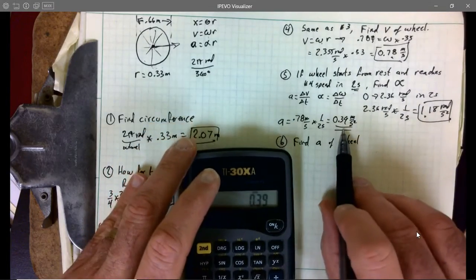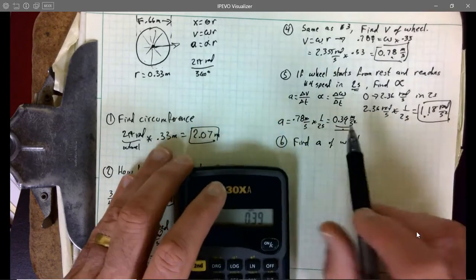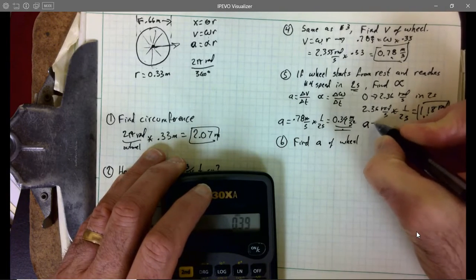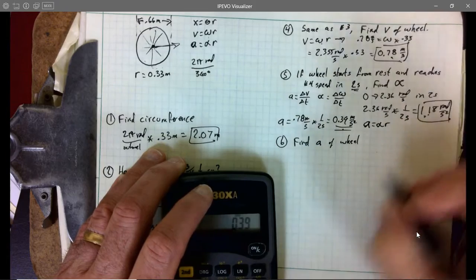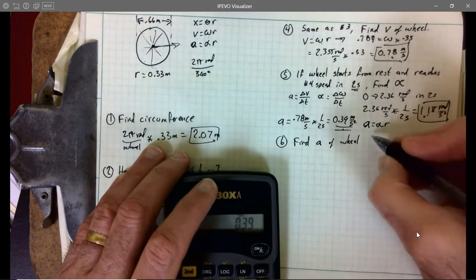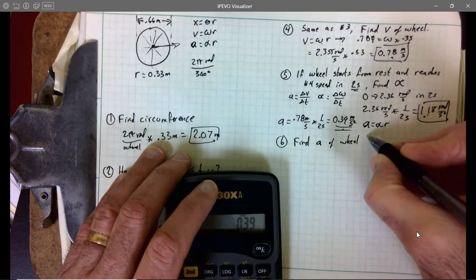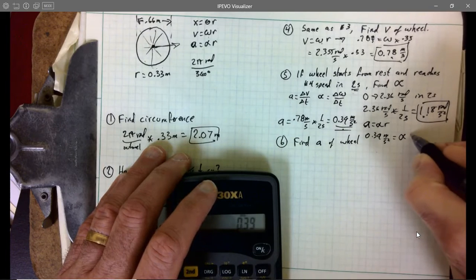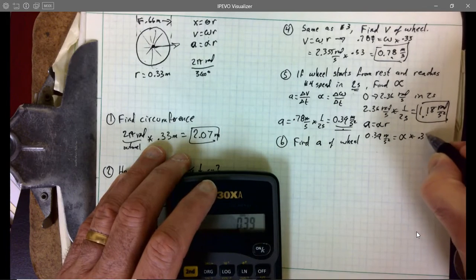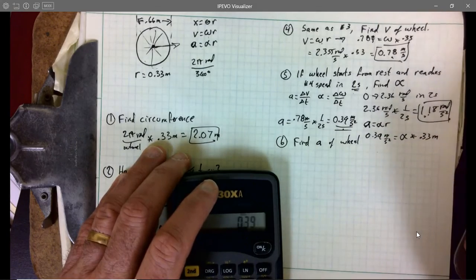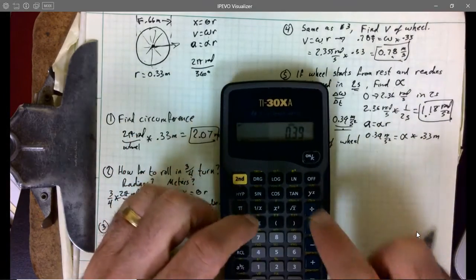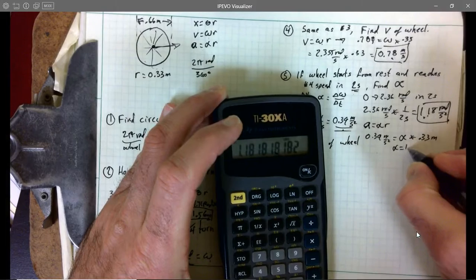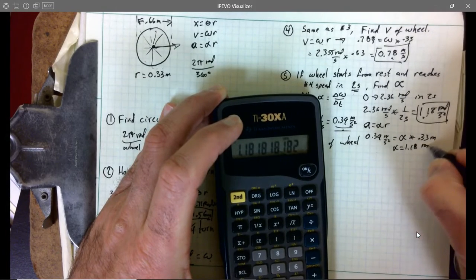Now, if we want to convert this linear acceleration into an angular acceleration, we use the same equation. a is equal to alpha times the radius of the wheel. I'm getting a little crowded here, but that's how it is. Which is going to be 0.39 meters per second squared is equal to the angular acceleration times 0.33 meters, which is the radius of the wheel. So we'll do 0.39 divided by 0.33, and we get alpha is equal to 1.18 radians per second squared.